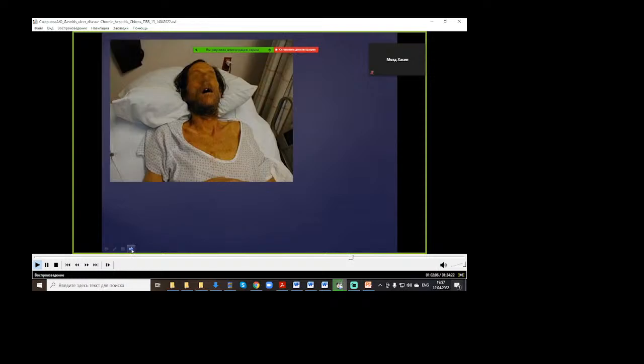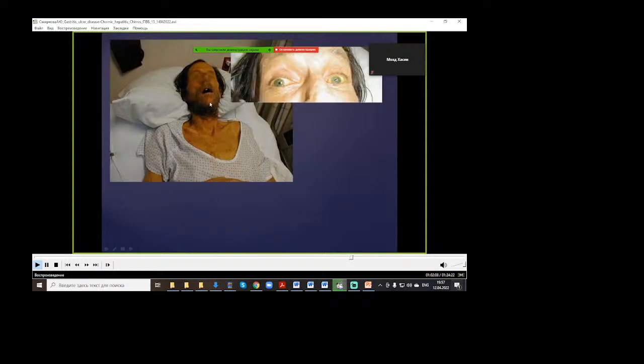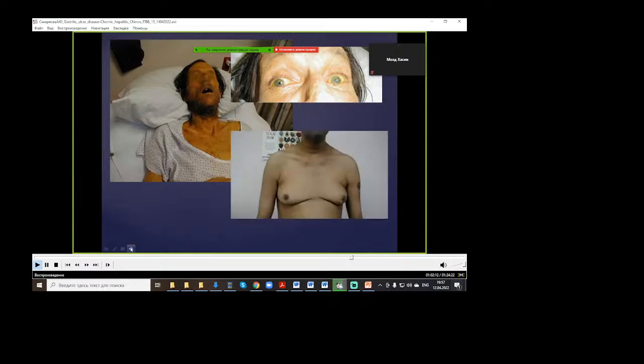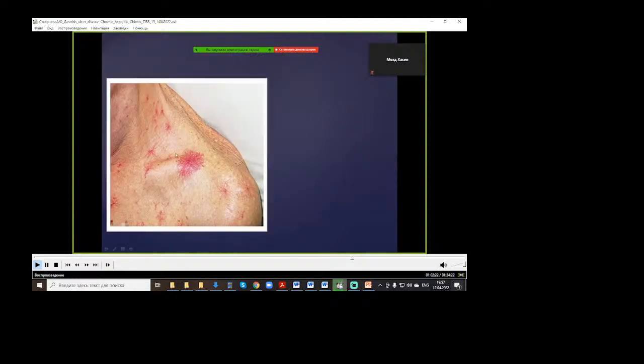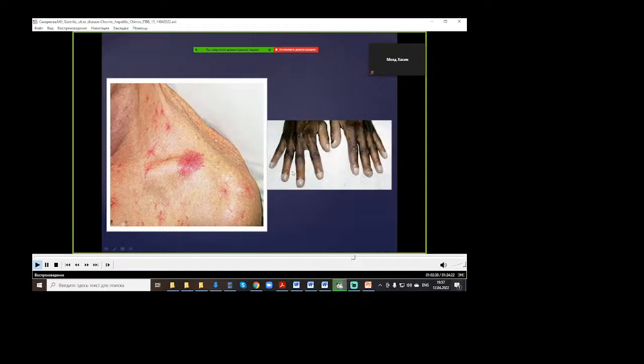Jaundice of the skin and mucous membranes, gynecomastia in a male, spider nevi or xanthelasms. This is also an example of spider nevi, numerous and very large, and finger clubbing.